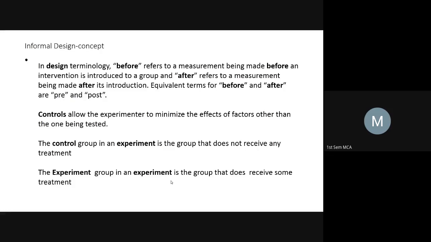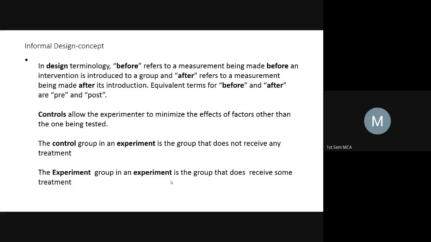Design is a very generic terminology, and design can be applied to any sector. When you apply design for education, it is different. When you apply it for supply chain, it is different. When you apply it for healthcare, it will be different. Design is nothing but some kind of method or some procedure. Now, with respect to research, whatever I am telling is very broad information.